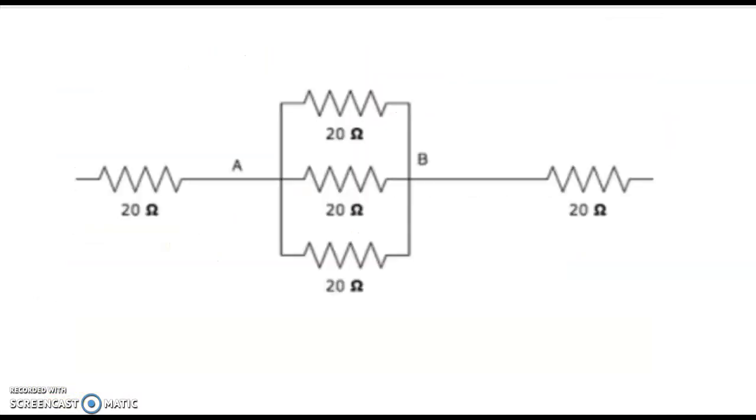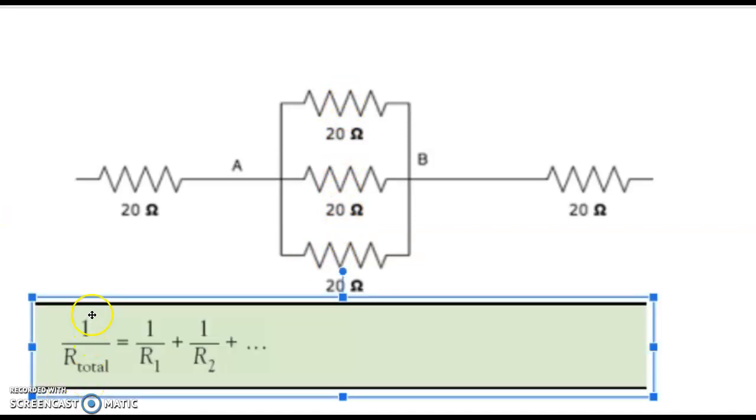Let's try a really simple question. Here we have 3 resistors in parallel. Each of them are 20 ohms. I want you to use the relationship for resistors in parallel to work out the total resistance of these 3 together. Stop the video and see if you can do it.